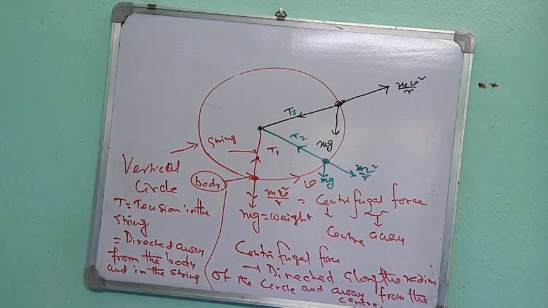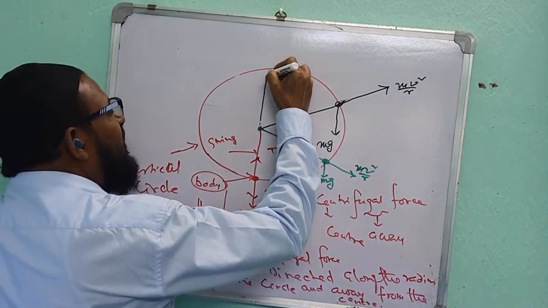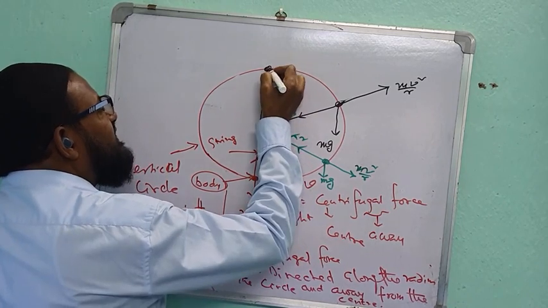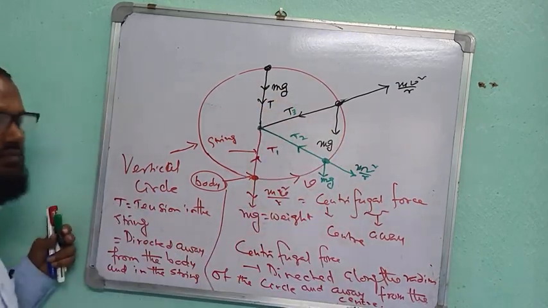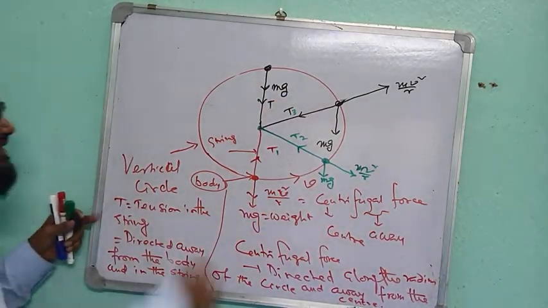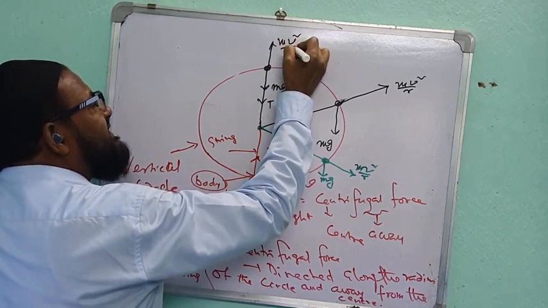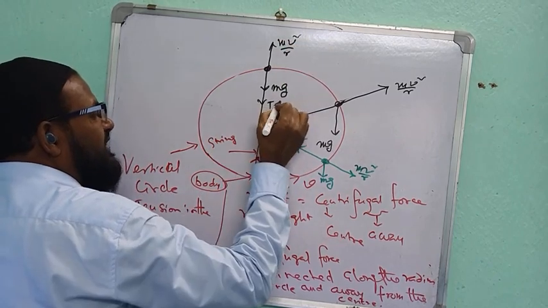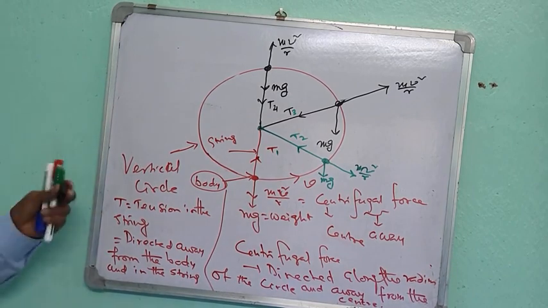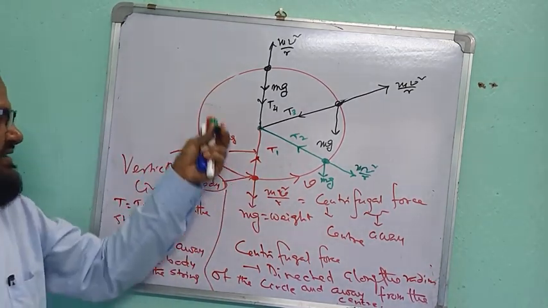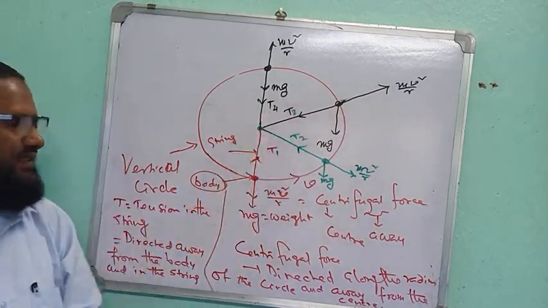Now, another position is very, very important. Please see here. Suppose the body is here. This is mg. Away from the body, in the string, tension. Along the radius, away from the center, this is centrifugal force. This is T4. Please draw the figure separately like this. I am drawing in three positions, and now the fourth position.